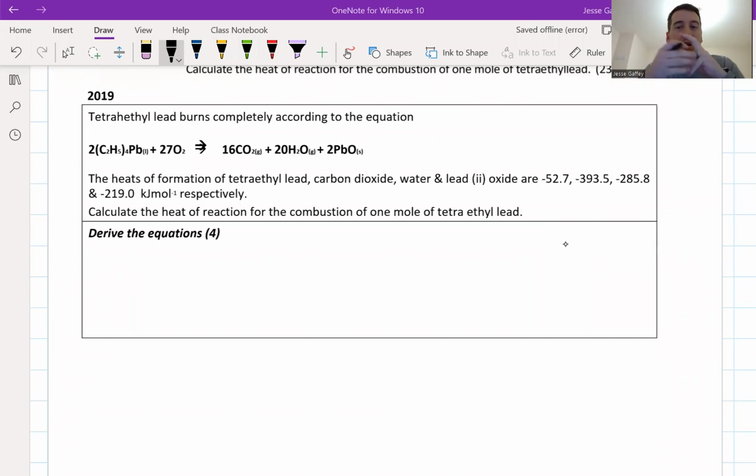In today's video, we are going to be focusing on the heats of reaction calculation. It always comes up in question 5 or question 6 of the exam. We are going to be looking at the 2019 question today.